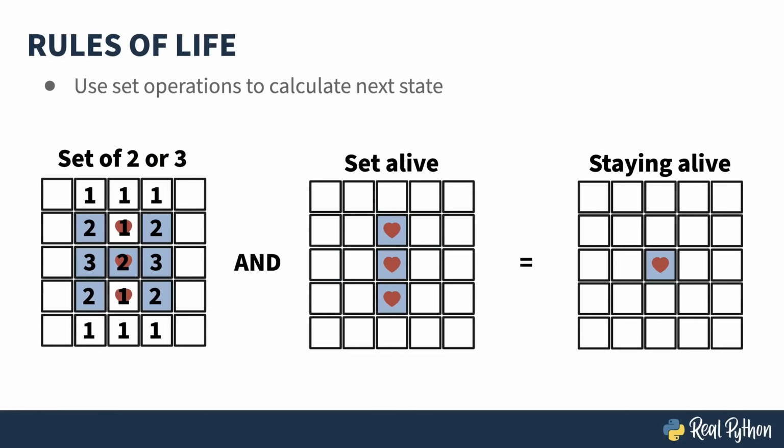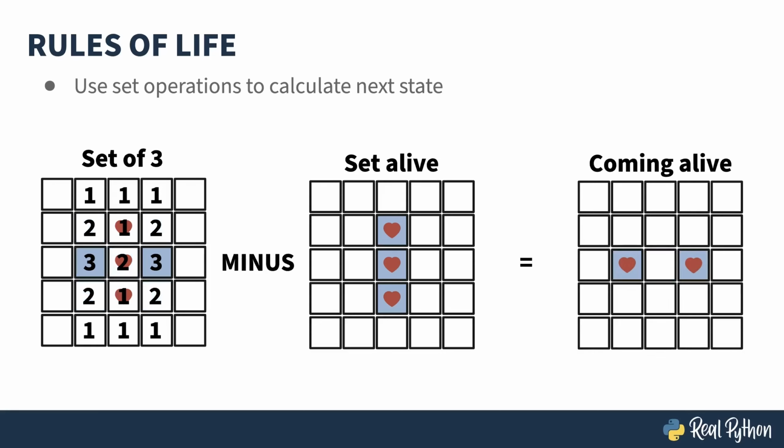With the neighbor counts in place, it's time to use them to implement the rules. Let's start with those cells that are alive and have 2 or 3 neighbors. They're the ones that stay alive. On the left, I've highlighted the cells that have 2 or 3 neighbors using the color blue. In the middle, I have the set of currently alive cells. Because I'm storing these as sets, I can do set math on them, doing an AND operation. Any cell that is blue on the left and blue in the middle is staying alive in the final frame, which in this case is just the center heart.